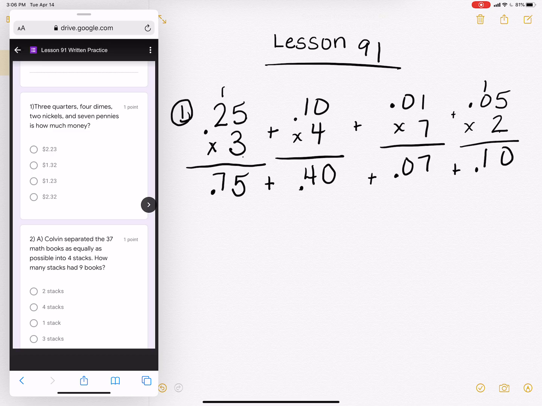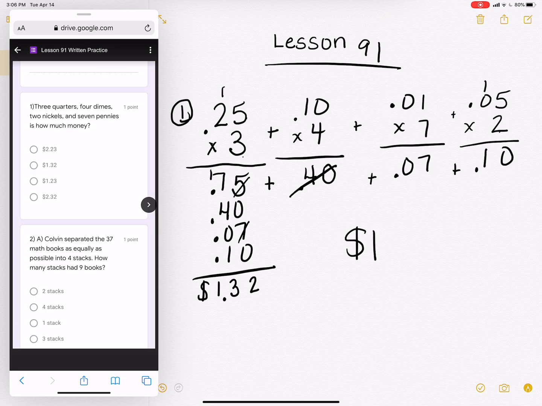Now we add all these up, and I'm going to stack them because I think that's easier. You can do whatever you want. So 5 and 7 make 12, carry a 1. 1 and 7 make 8, plus 4 is 12, plus 1 more is 13. 2 decimal places, and the amount of money those coins are equal to is $1.32. $1.32 for number 1.